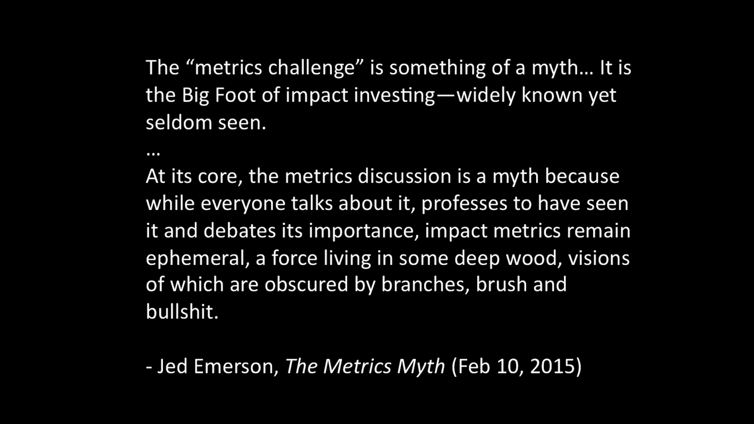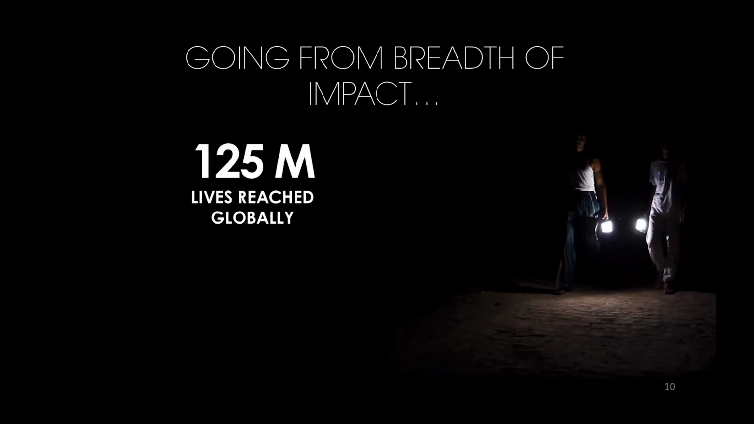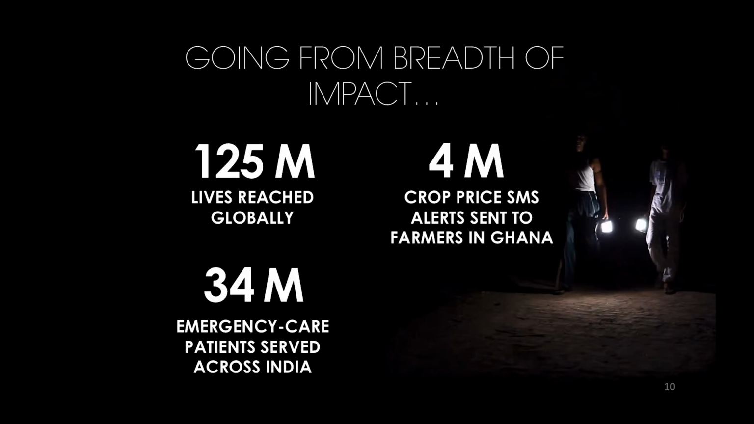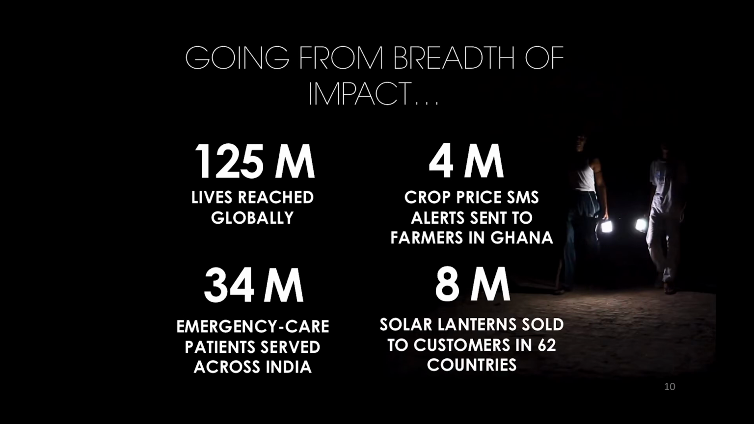So that is a pretty good assessment of where we are. So lest you think that you are late to the game. But I think we have some good answers. And it's really about the practice of impact. How do you actually do this so that you can go from, so these are our headline numbers, 125 million reached globally, for example, 4 million people with crop alerts to farmers in Ghana, 34 million emergency care patients across India, and 8 million solar lanterns sold to customers in 62 countries. So those are our headlines.